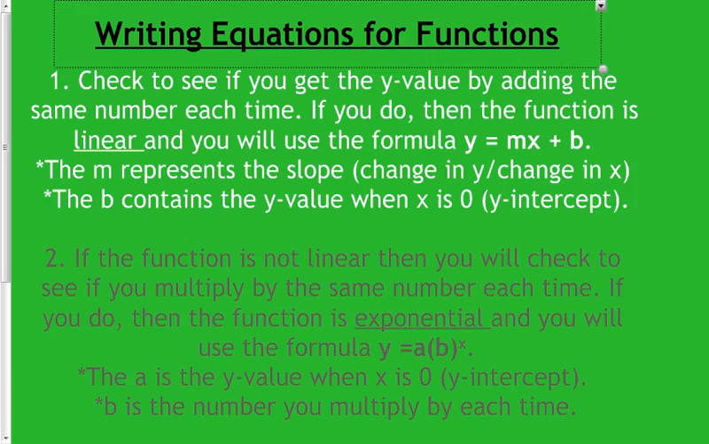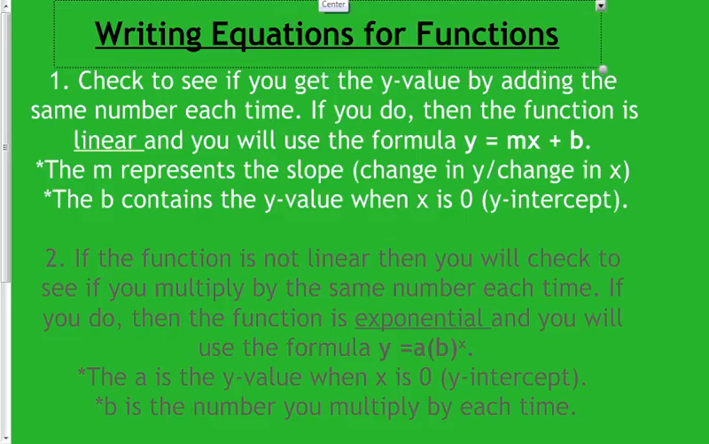Now, one review of writing equations for functions. We're not going to do too much of it, but I want you to know and review how to do it. A couple of them will be easy to remember. Look at number 1 there. Review: check to see if you get the y value by adding the same number each time or subtracting. If you do, then the function is linear. We determined that already. And you'll use the formula y equals mx plus b.